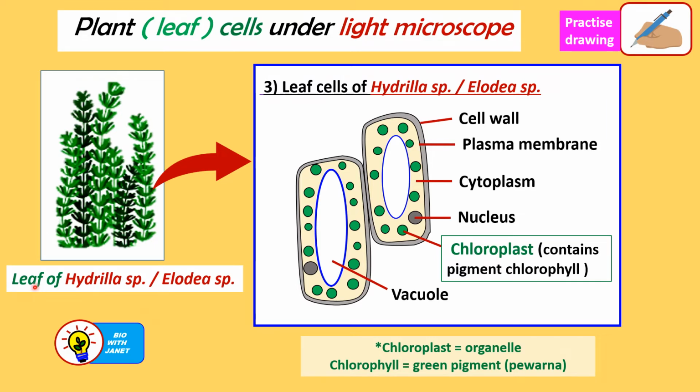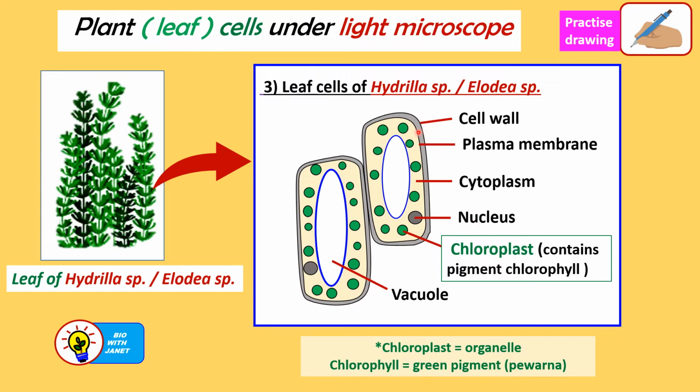So why do we use the leaf of these plants? Because these leaves are very thin. They have only a few layers of cells. So we can take out one leaf, put it on a drop of water, on a slide, and then cover it with a cover slip. And that's all. You can see the leaf cells quite clearly under the microscope. Okay, so let's look at the leaf cells of Hydrilla species and Elodea species under the light microscope.